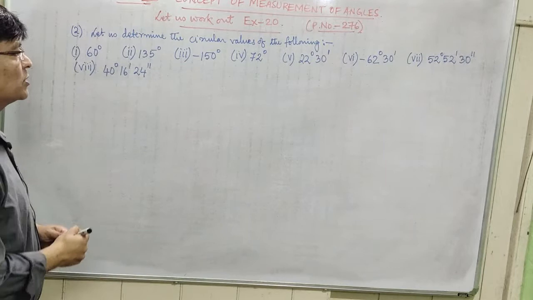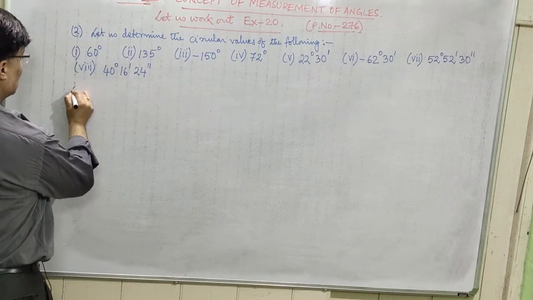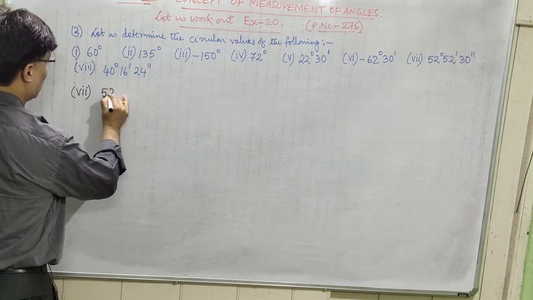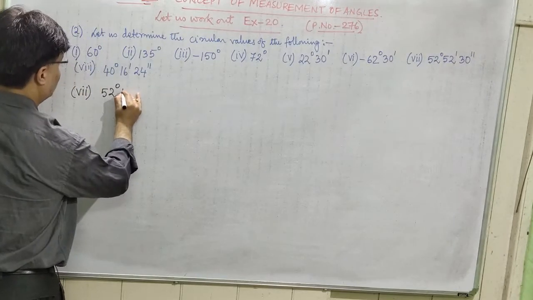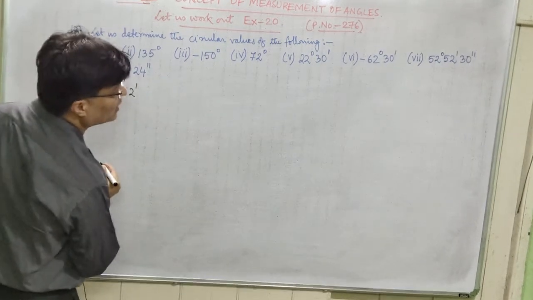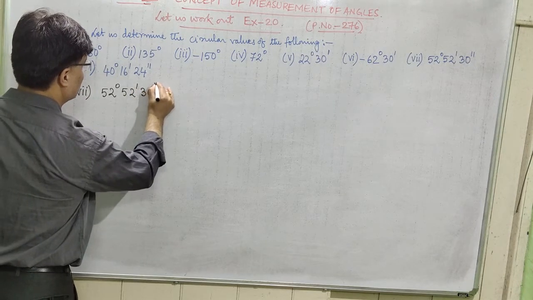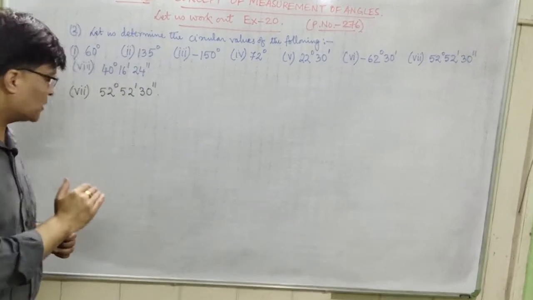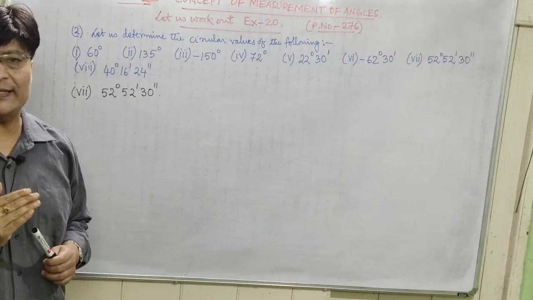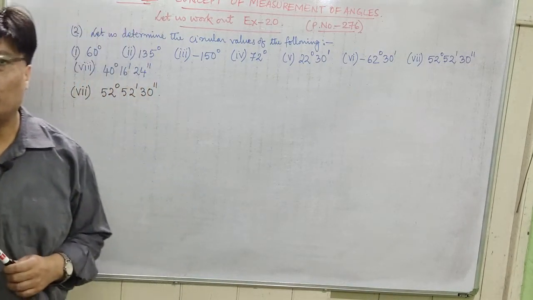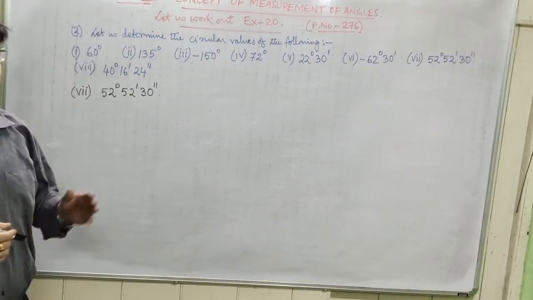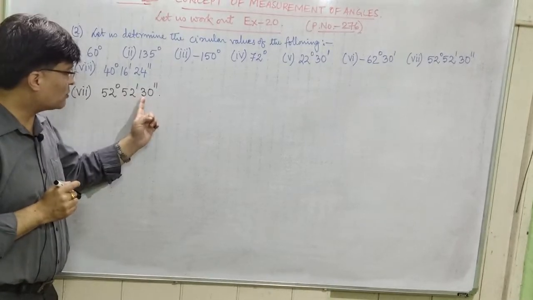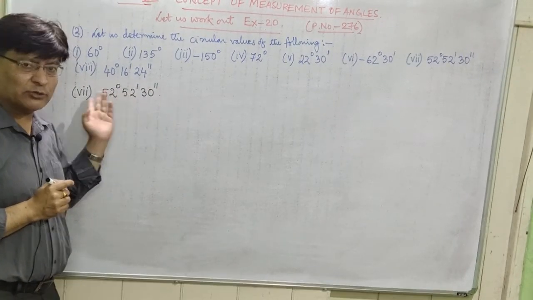So now we'll do the next question, that is question number 7. Okay. So question number 7 is 52 minutes and 30 seconds. So how can we convert this 52 minutes and 30 seconds in terms of circular measure or in terms of radian? So in this case also, first of all you have to convert these seconds into minutes and minutes into degrees.